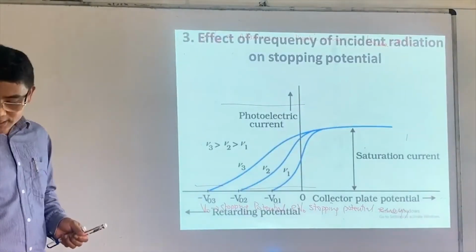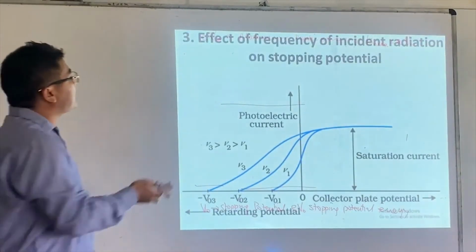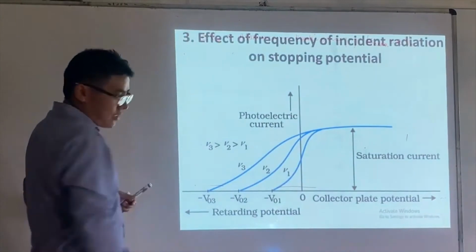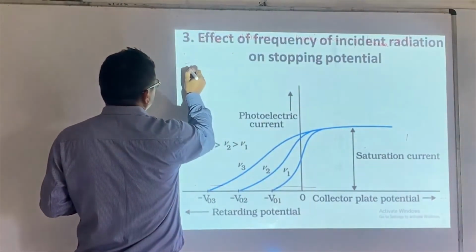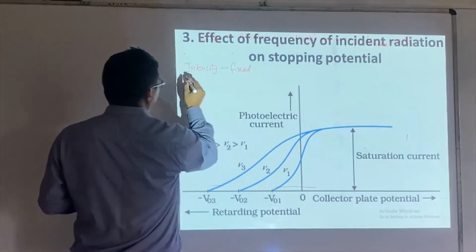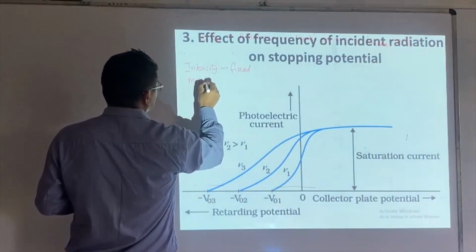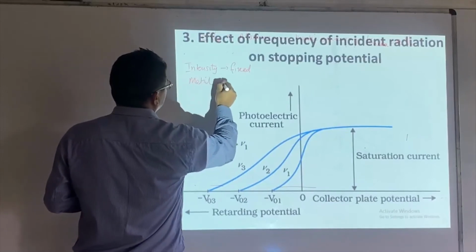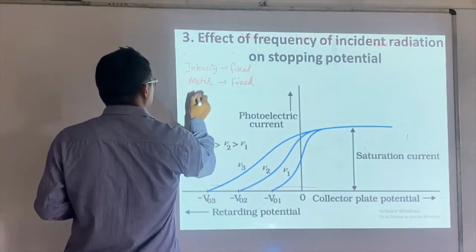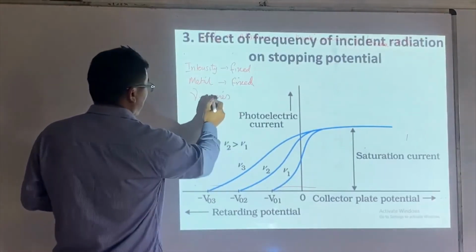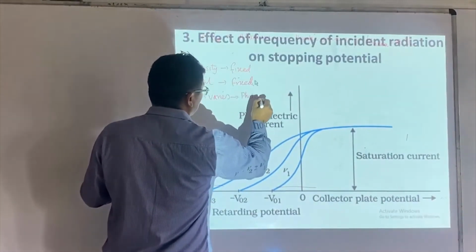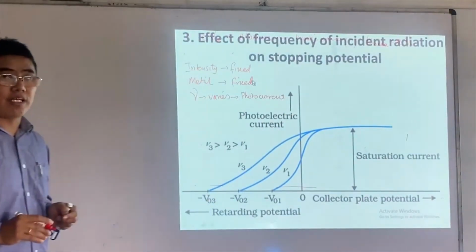Now next, the third study is the effect of frequency of incident radiation. So far we kept frequency fixed. Now what I'm going to do is fix the intensity. Intensity remains fixed, and the metal surface is fixed. So what I'm going to change is the frequency, and then I'm going to see the photocurrent.